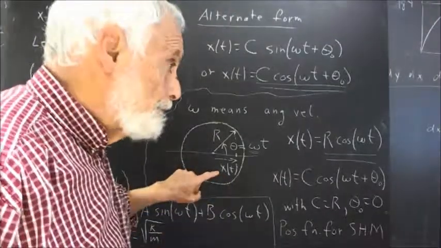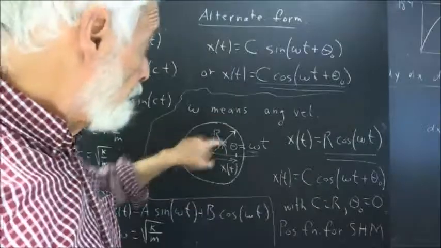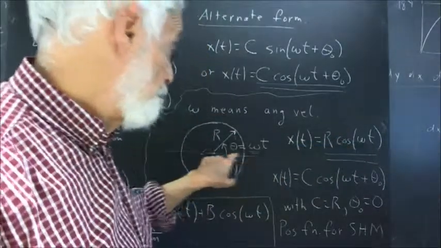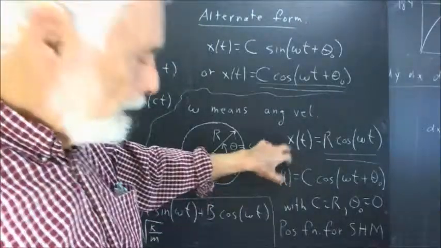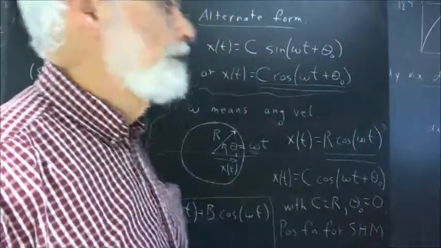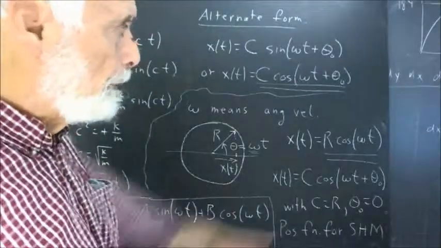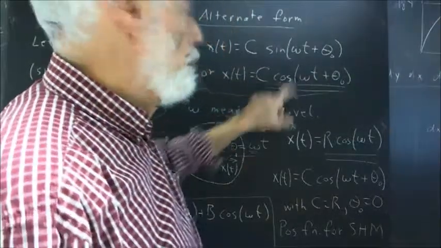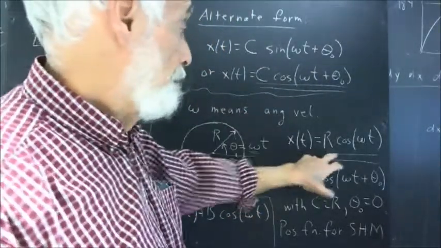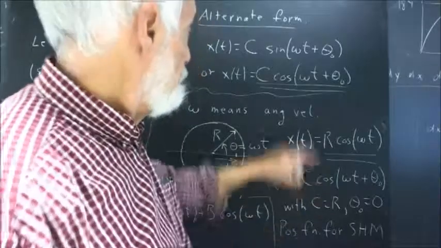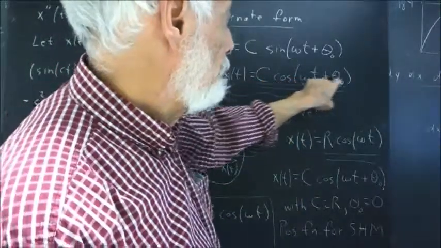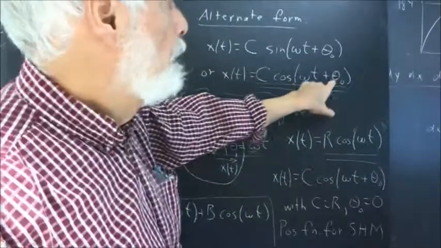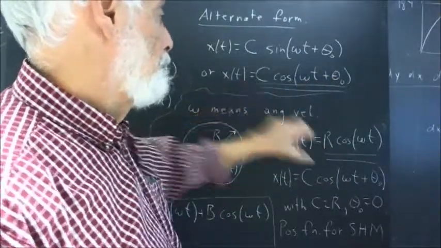And in this case, x of t is just r times the cosine of theta, which is r times the cosine of omega t, since theta equals omega t. So we got x of t equals r cosine of omega t. Now, does that remind you of anything we've seen up here? Well, it certainly should. Right there, we have something that is of the same form as this. We have c cosine of the quantity omega t plus theta naught, and this is the same. This is an instance of this, where theta naught is 0 and c is equal to r.